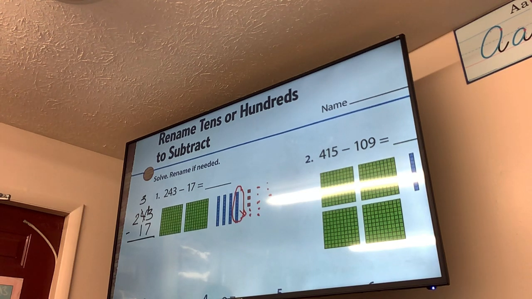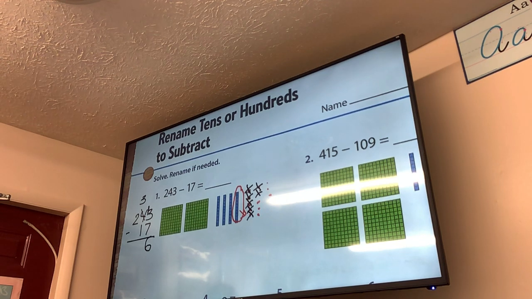And now we're going to subtract. What are we going to subtract? 7. Yeah, so we're going to cross out 7. So 1, 2, 3, 4, 5, 6, 7. And when we do that, we are left with 6. So 13 minus 7 is 6.